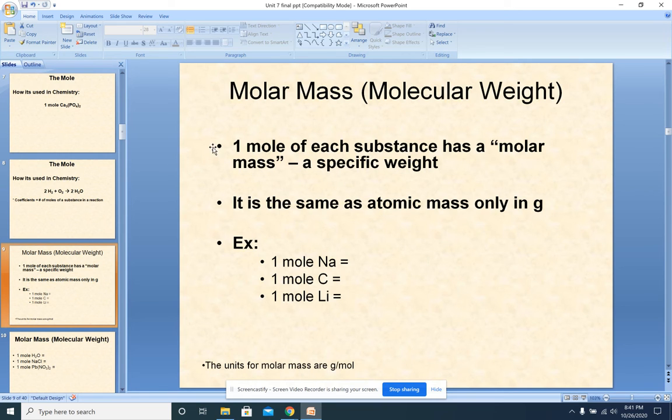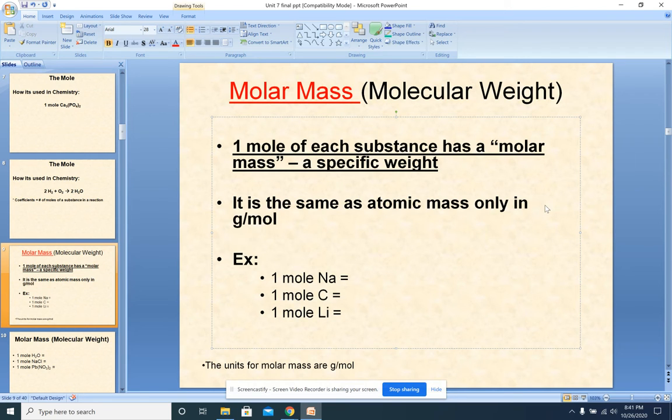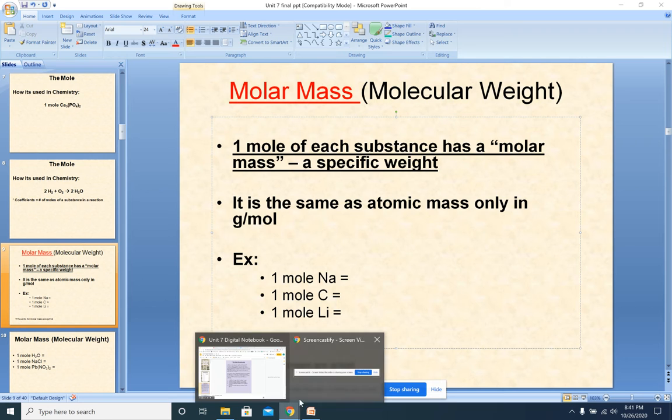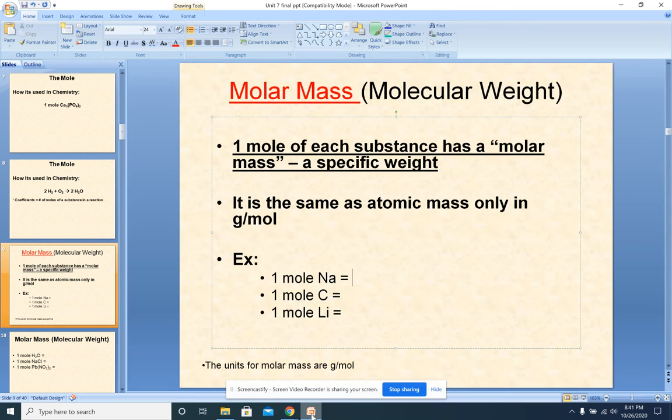Okay, so how is that related to the molar mass? So 1 mole of each substance has a molar mass, or a specific weight. It's the same as the atomic mass, but it's in grams per mole instead of the mass being in AMUs. So 1 mole of sodium, or Na: if I look at the periodic table, it's going to be this bigger number right here, 22.99. So if I have 1 mole of Na, that means I have 22.99 grams per mole. That's telling you how many grams I have in 1 mole, or 6.022 times 10 to the 23rd particles. So that's what that's saying.